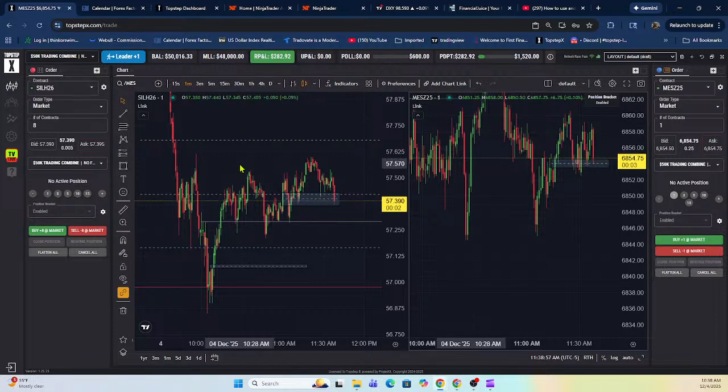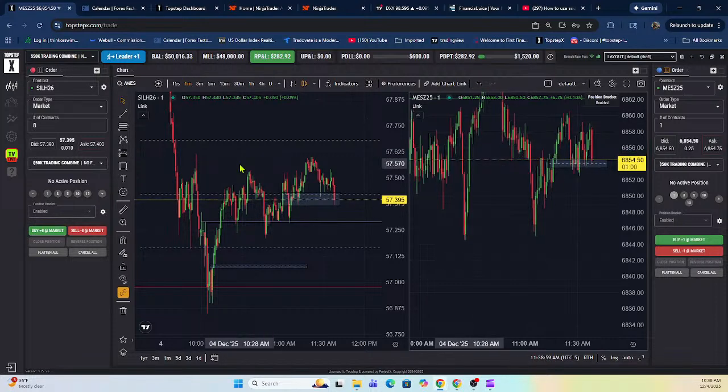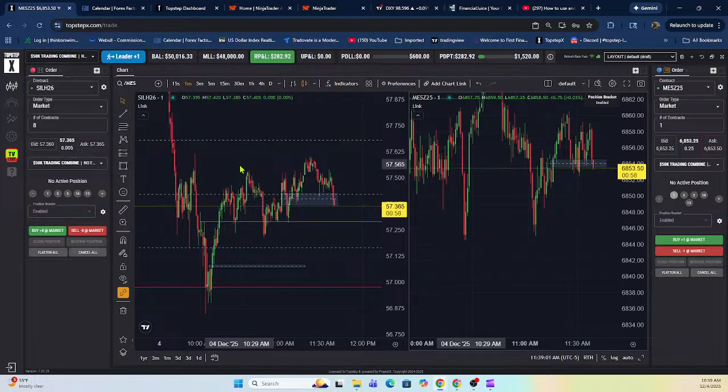I got my 282. We'll take it. I took, I think, 4 trades, all winners. Can't complain about that.